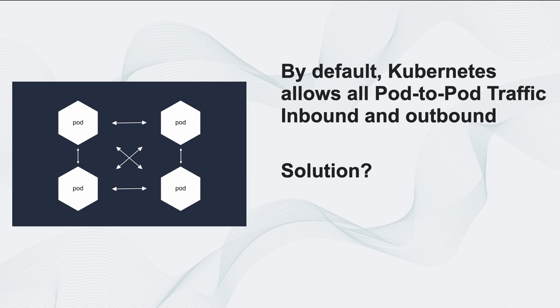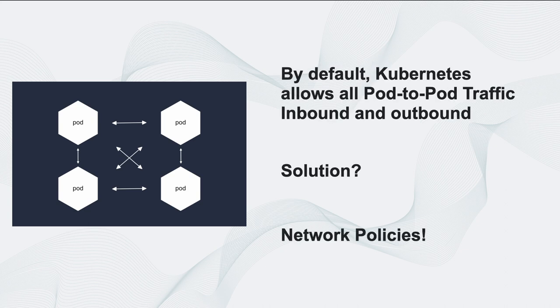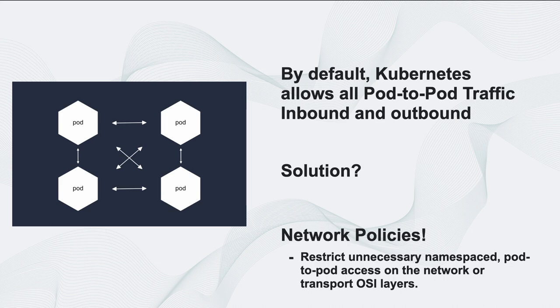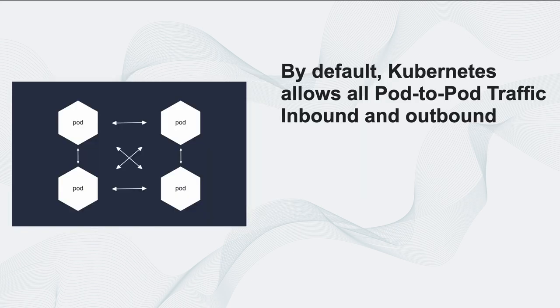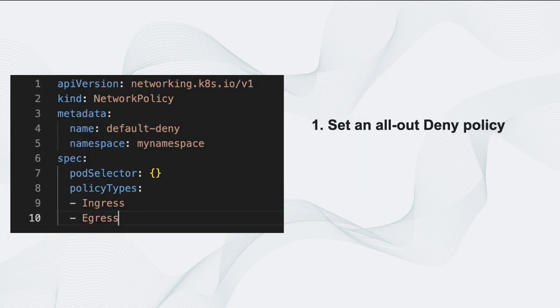We don't want this traffic to be wide open, and it is by default in Kubernetes. So what's the solution to this? Well, the solution is network policies. Network policies restrict unnecessary namespaced pod-to-pod access on the network or transport OSI layers. So a better way to handle this with network policies is to first set an all-out deny policy. So instead of allowing all pod-to-pod traffic, allow no pod-to-pod traffic in a namespace. And what's neat about network policies is they are additive. So once you deny all this traffic, you can then add on traffic rules as needed. So set an all-out deny policy and then add allows as needed.